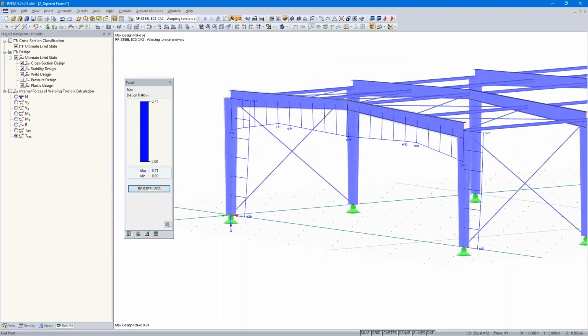Okay, that's all to the examples. I hope you got a good overview. You can download both models and also the PowerPoint slide. How to do that, I will show you soon.